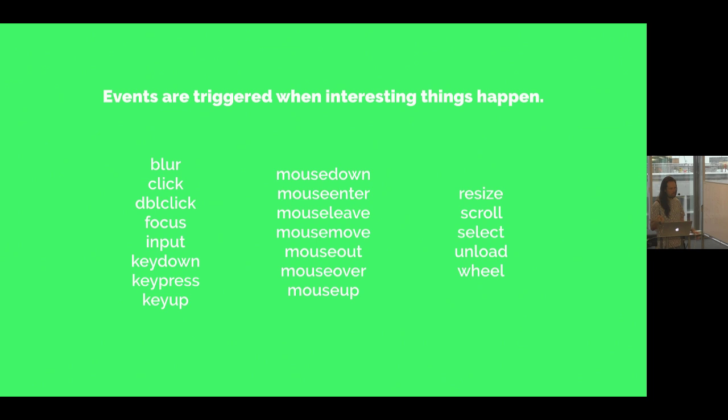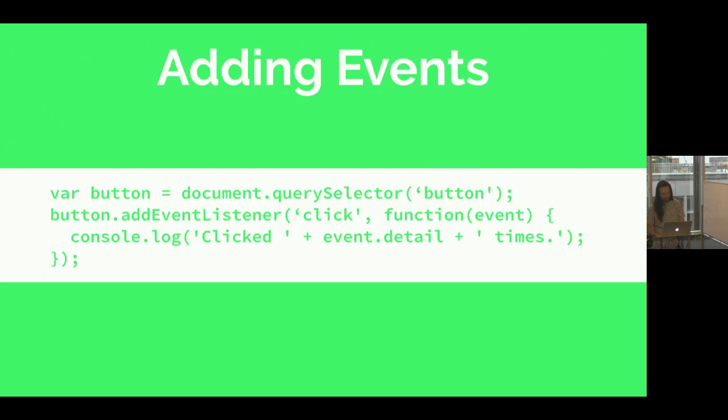This is actually, as my mouse goes over something, it's entering some element space, or when it's leaving that space, or anytime it moves. It just goes on forever. When I resize the browser, I can listen for that event. When the user scrolls, I can listen for that event. So this is how we do it normally with the browser API.